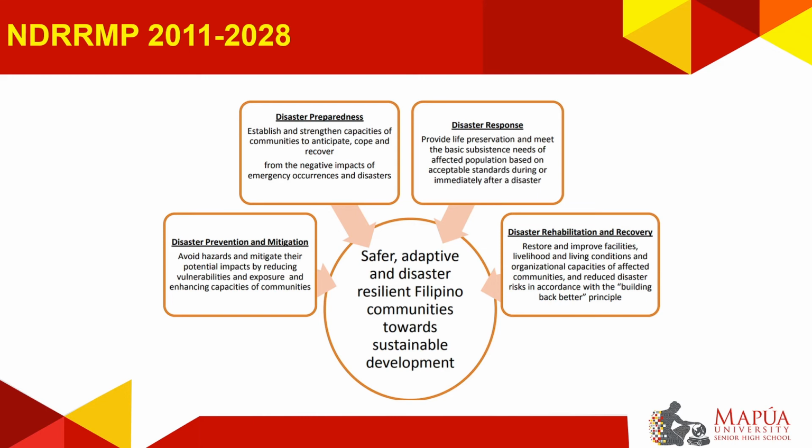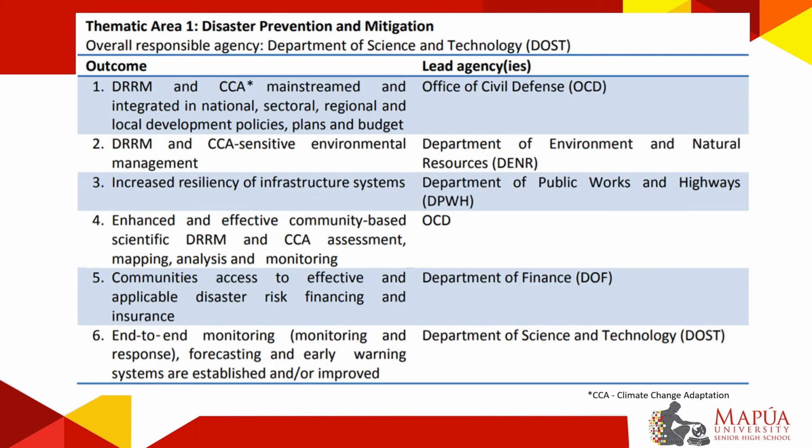And speaking of the thematic approach, here are the different agencies leading each outcome. For theme 1, disaster prevention and mitigation, the head agency or the overall responsible agency is the DOST, or the Department of Science and Technology. Now, for each of the outcomes, they have different lead agencies.